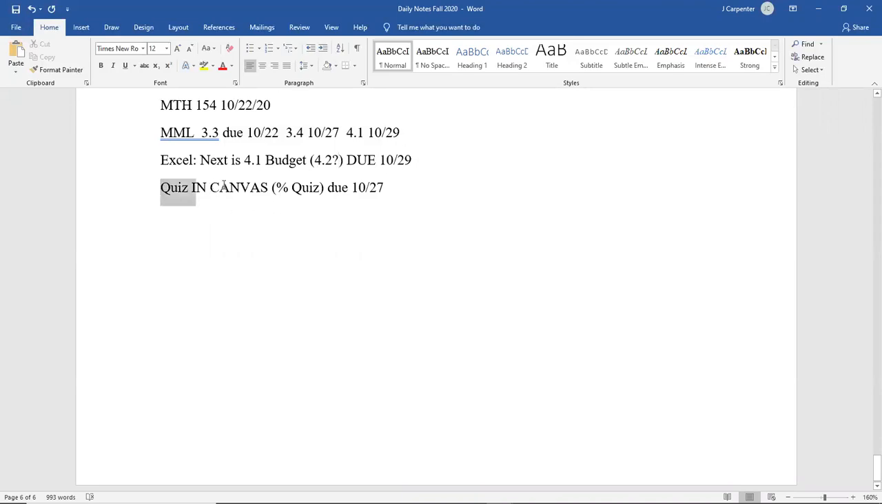And then you have a quiz that's already in Canvas. It should be visible. I'll double check that right after class to make sure everybody can see it. It's called percent quiz, not the symbol, the word percent. And that's going to be due on the 27th. Remember, quizzes are always due the next class, discussion boards the next class, but homeworks and Excels the next week.